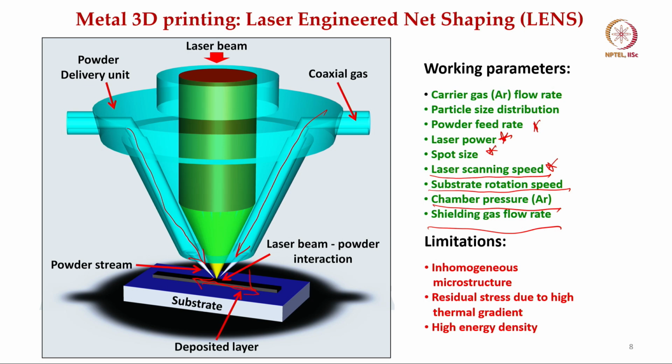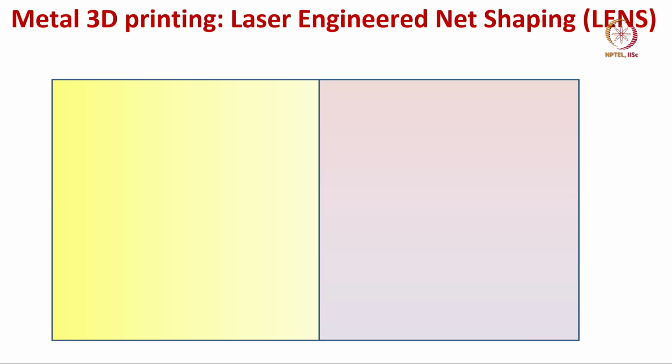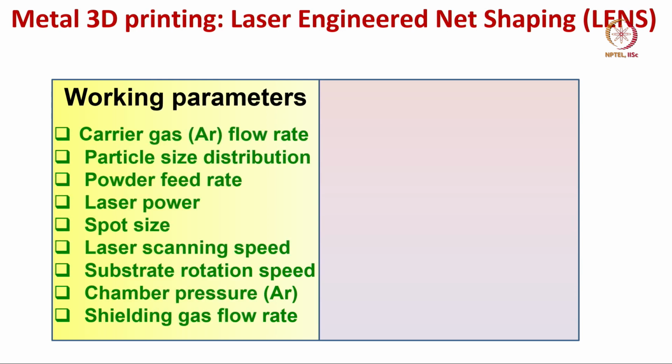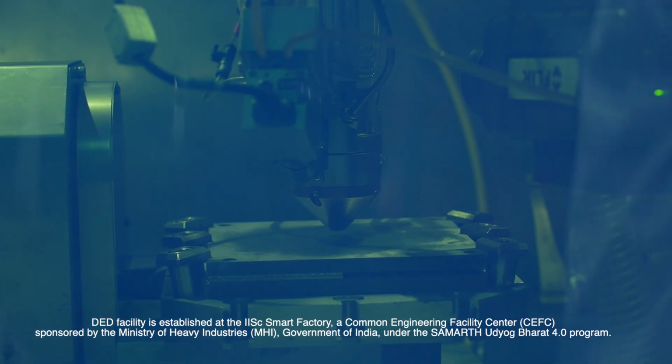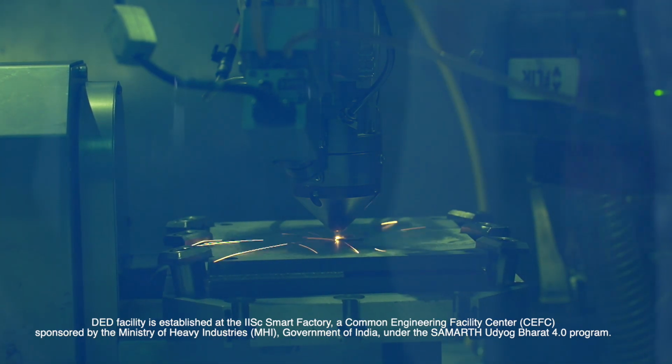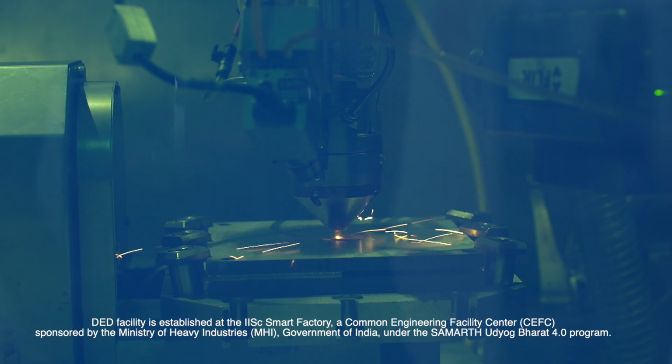Now, what are the limitations of these processes? One is the inhomogeneous microstructure, then the residual stress, and the high energy density of this particular laser beam. So, these are the working parameters which have been mentioned in the last slide, and these are the limitations as well. So, there is another technique called directed energy deposition.